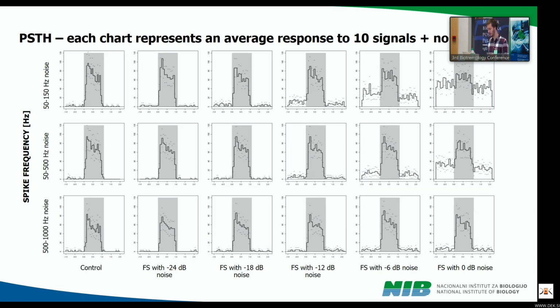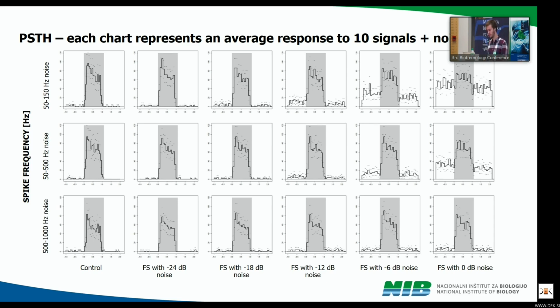To see it more clearly, we have charted the average spike rates as peristimulus time histograms, and on the y-axis we have different frequency bands of noise, and on the x-axis we have the amplitudes of noise increasing from left to right. And then in gray, we have the binned average frequency response of the 10 female signals, and we can see that the frequency of spikes is always much higher during the presentation of the female signal than it is in the surrounding noise.